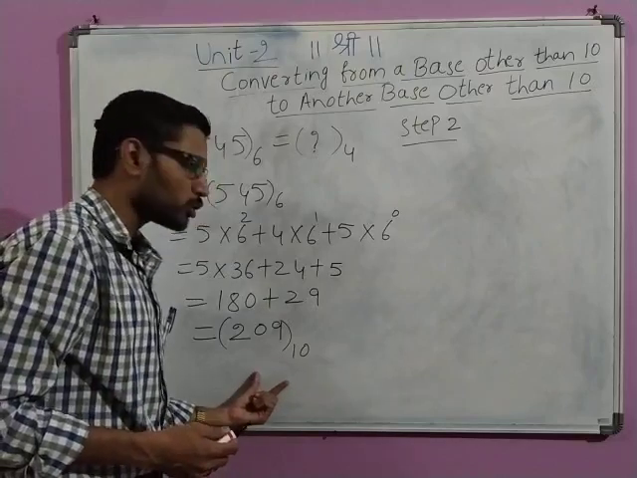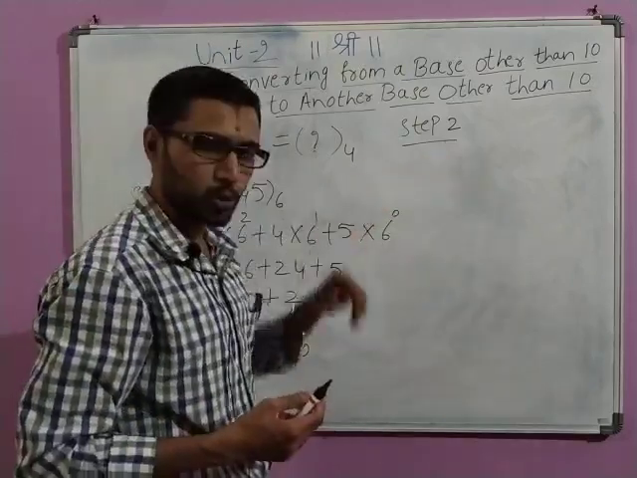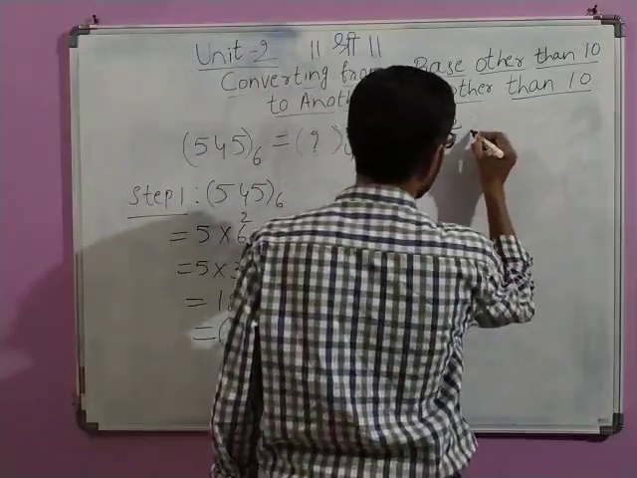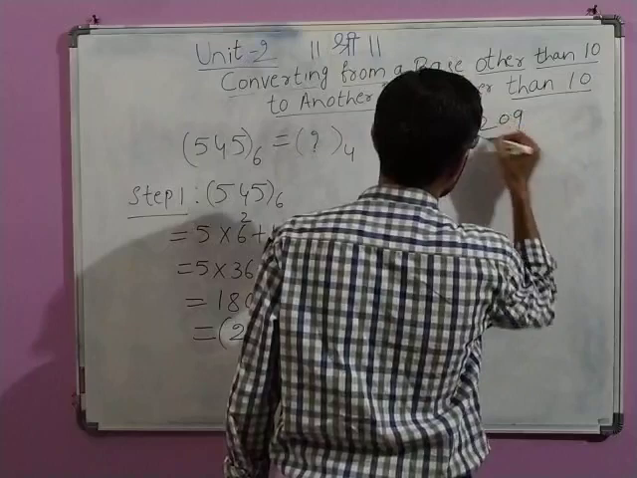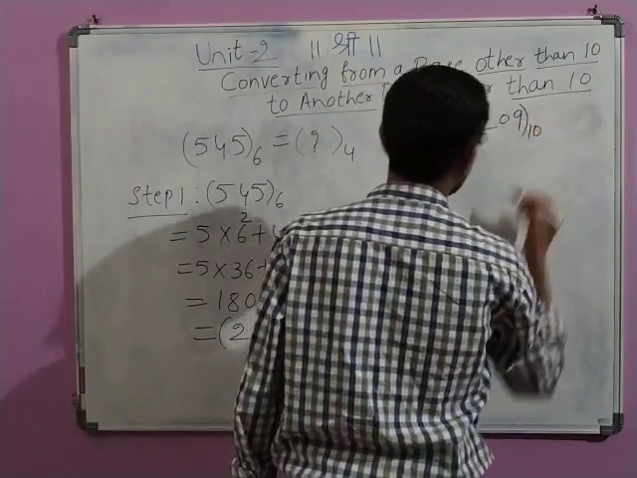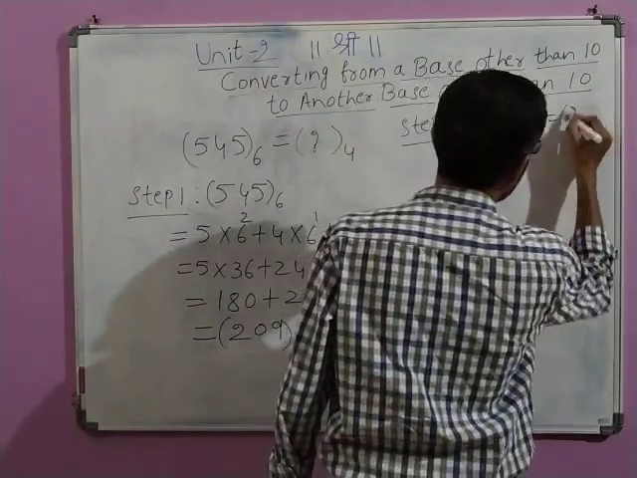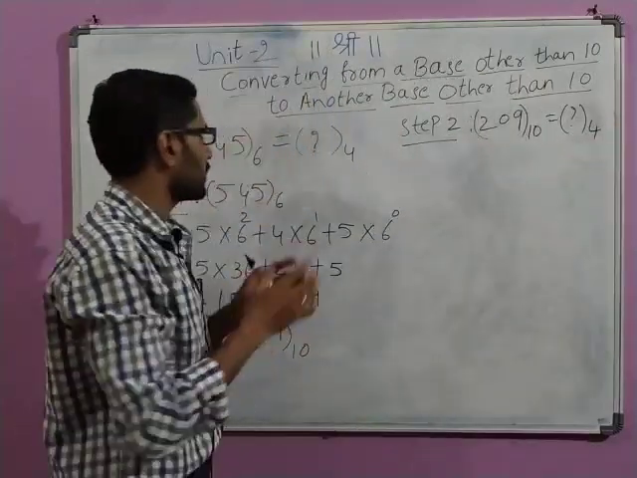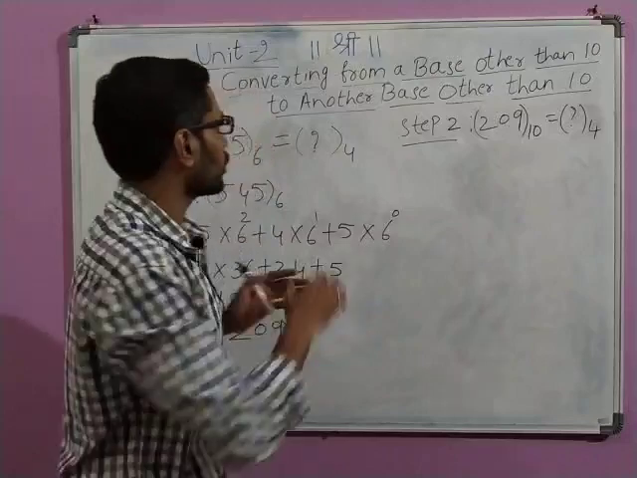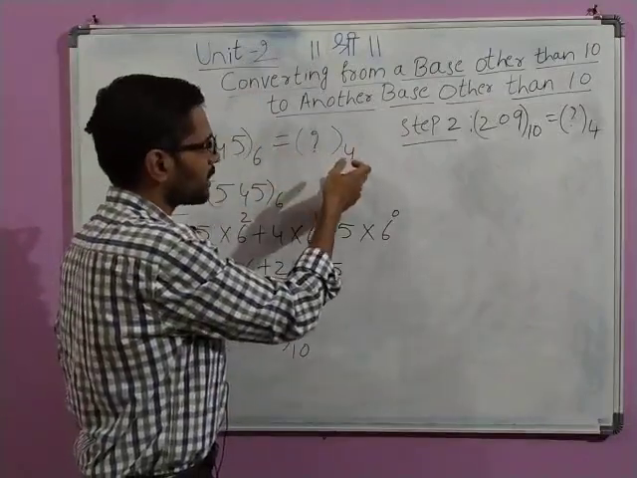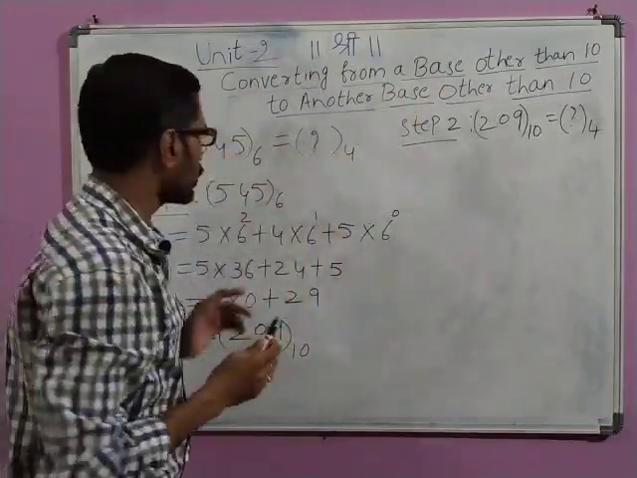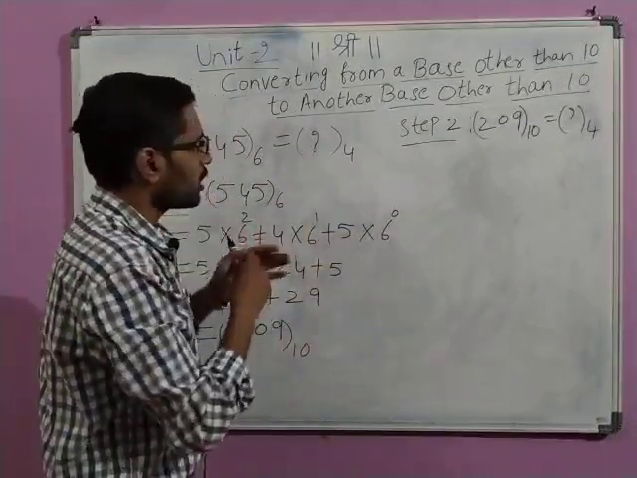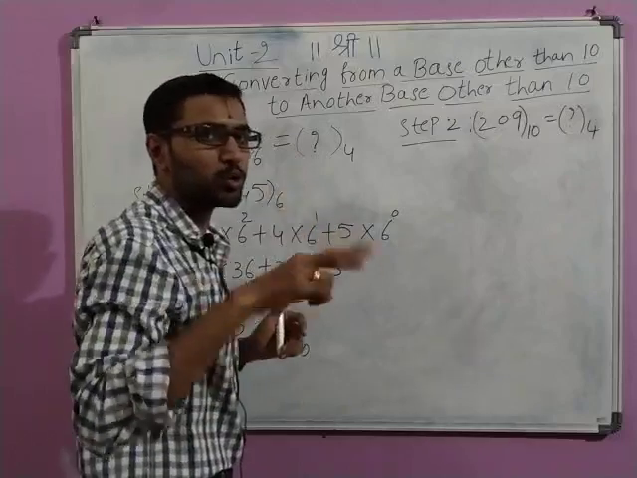So this we need to take as an input for step 2 and try to convert into base 4. So now I can write this as 209 to the base 10, question mark to the base 4. How we can remember is, whenever you are converting from another base to another base other than 10, in this we have both the procedures.